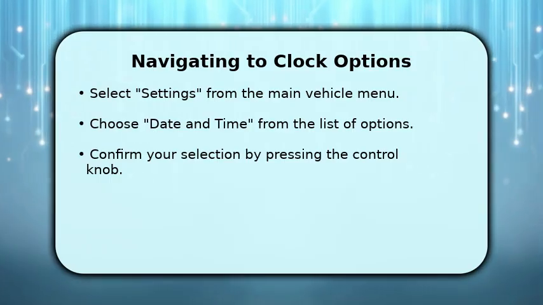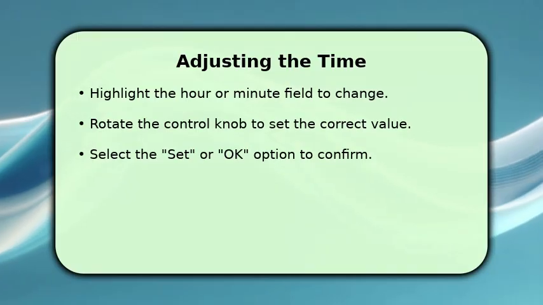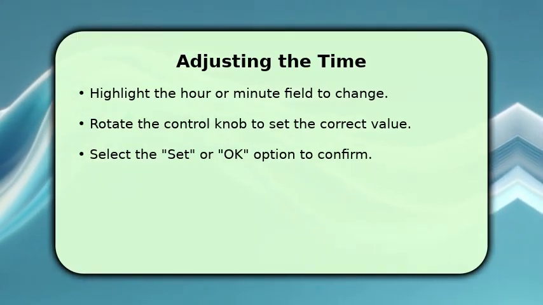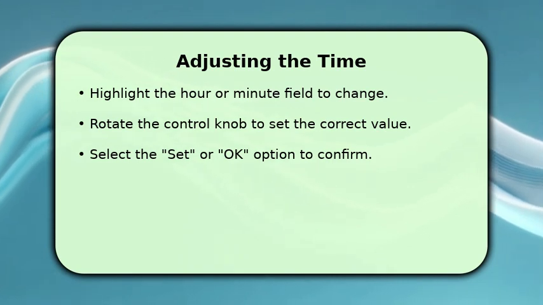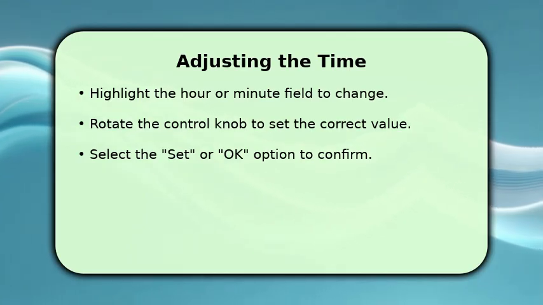On the date and time screen, you'll see options for hours and minutes. Highlight the specific field you wish to adjust, whether it's the hour or the minute. Then, rotate the control knob to increase or decrease the value until the correct time is displayed.